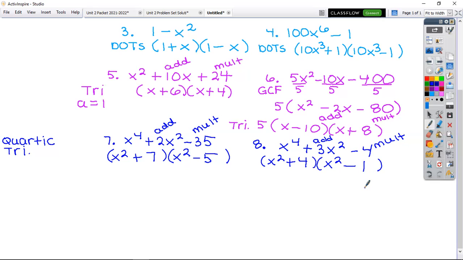Now you're going to look at what results. X squared plus 4 can't go further. It's a plus. But what can we do with x squared minus 1? Difference of squares. Good, only because of the minus. So this is now going to be difference of 2 squares to finish. I go x squared plus 4, followed by x plus 1 and x minus 1.